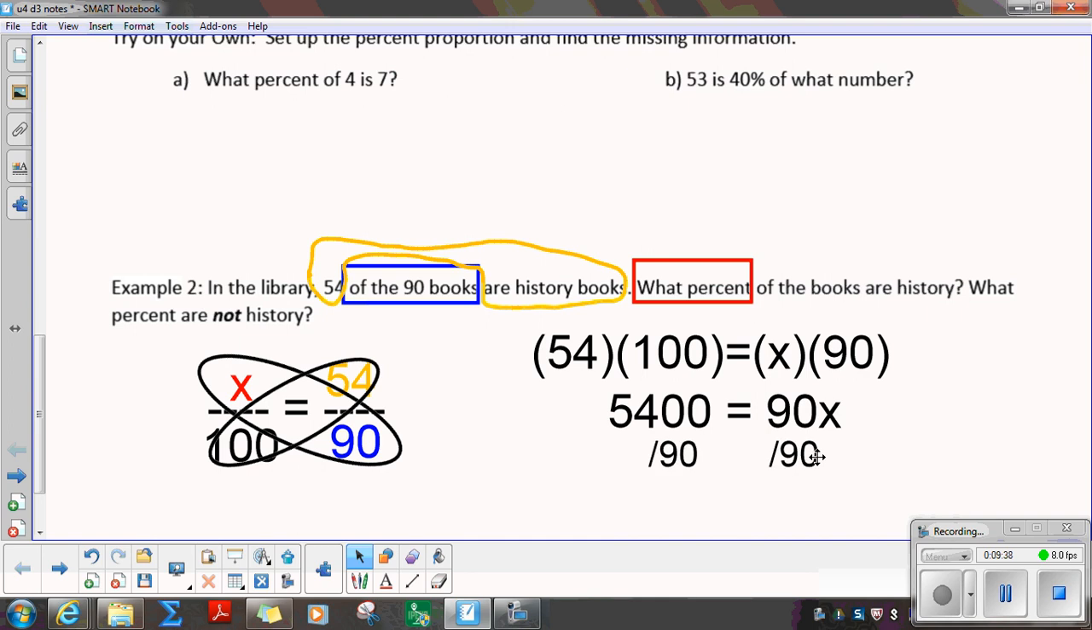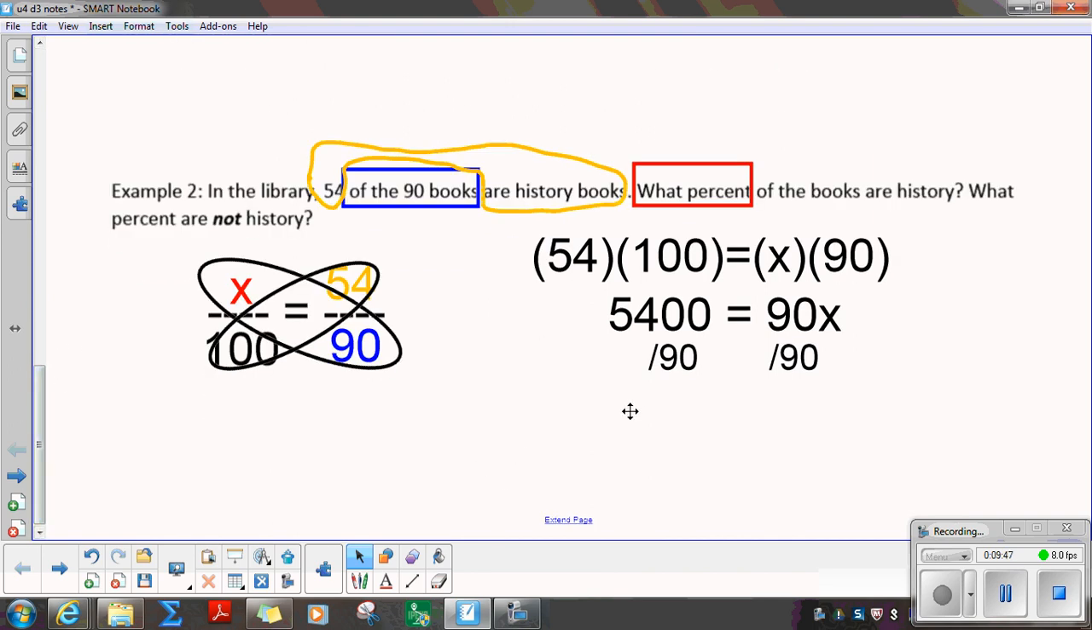Divide both sides by 90. Okay? And what you actually get is 60, but because it's our missing percentage, we're going to say that x is actually equal to 60%. And we're going to even go further and say that 60% are history books. So we're actually going to make sure we're answering the question. What percentage of books are history? 60% are history.